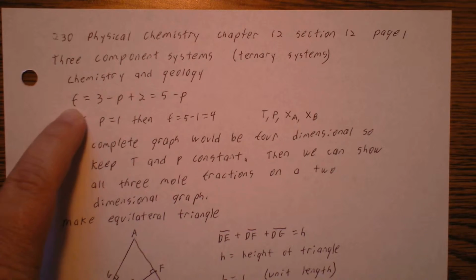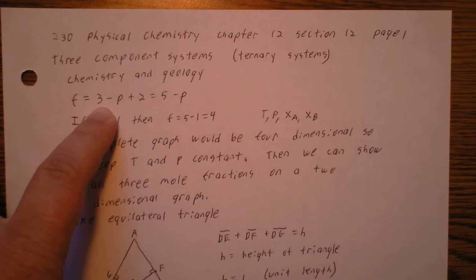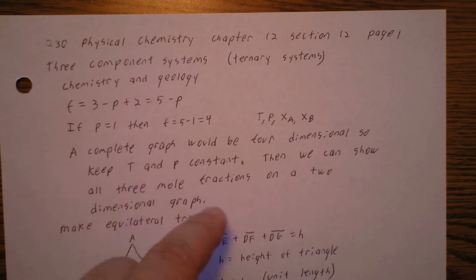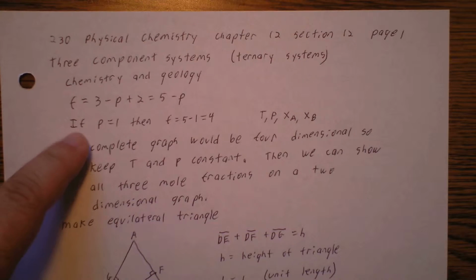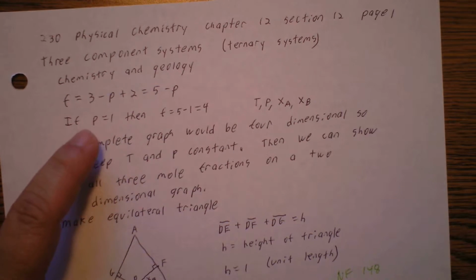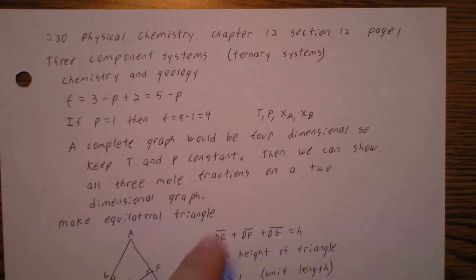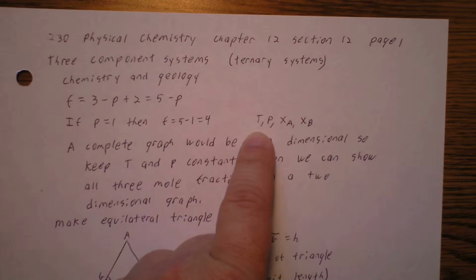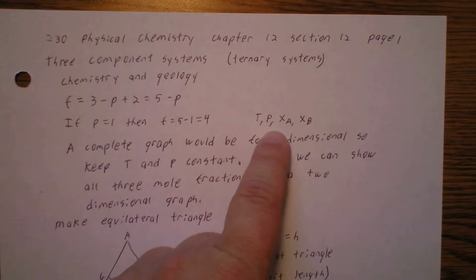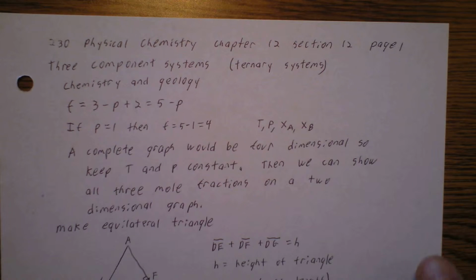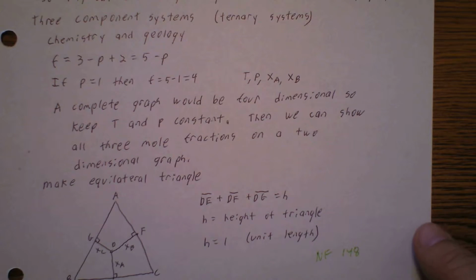So, the degrees of freedom is going to be equal to 3, because we have 3 components, minus the number of phases, plus 2, or just 5 minus the number of phases. So if the number of phases is 1, then F is equal to 5 minus 1, which is 4. So the degrees of freedom would be something like temperature, pressure, the mole fraction of substance A, and the mole fraction of substance B. Now, of course, to graph that, we need a 4-dimensional graph.